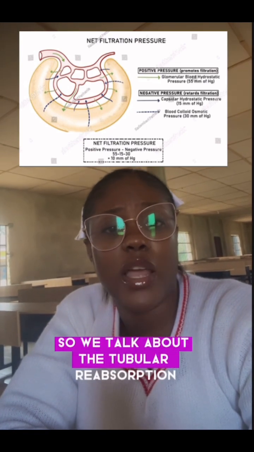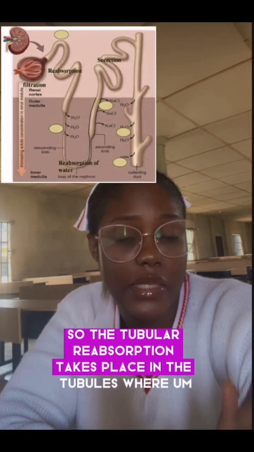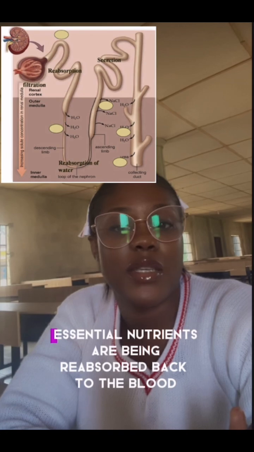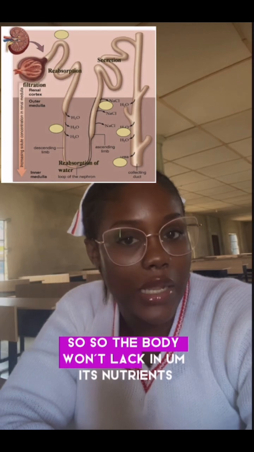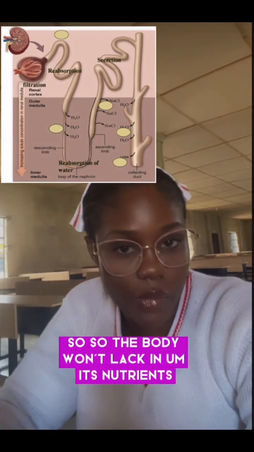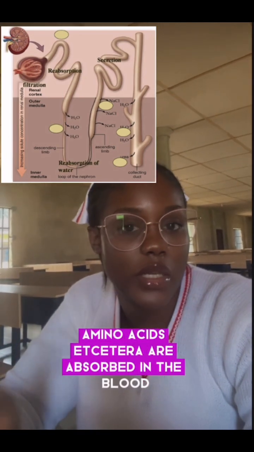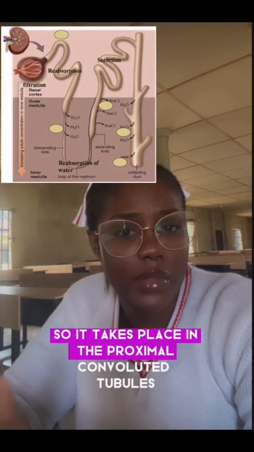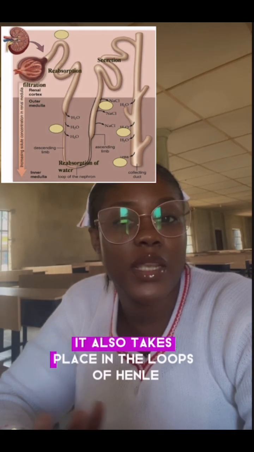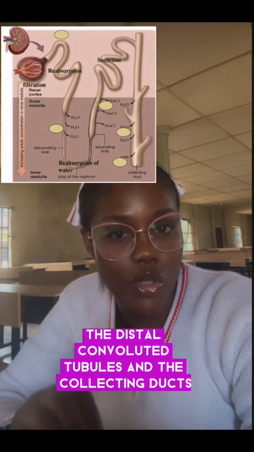So we talk about the tubular reabsorption. The tubular reabsorption takes place in the tubules, where essential nutrients are reabsorbed back into the blood, so the body won't lack nutrients. Nutrients like glucose, amino acids, etc. are reabsorbed into the blood. It takes place in the proximal convoluted tubules. It also takes place in the loops of Henle, the distal convoluted tubules, and the collecting duct.